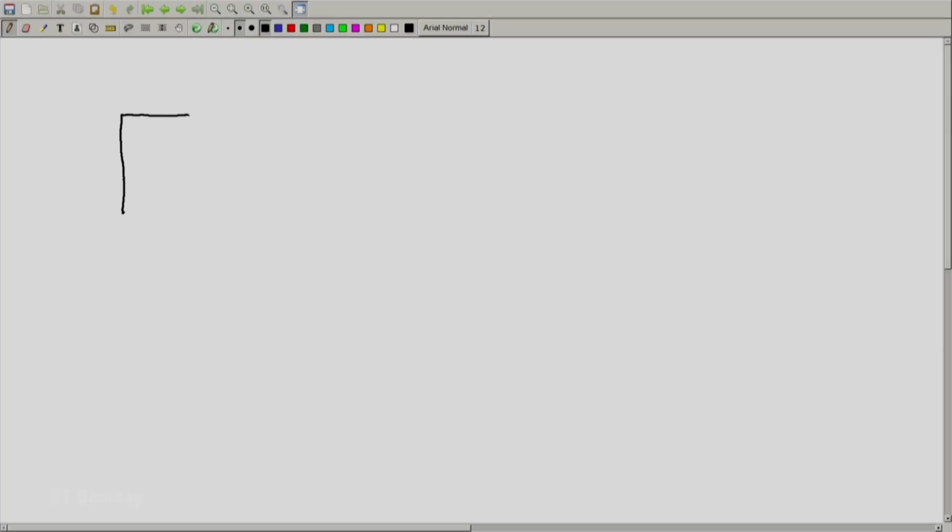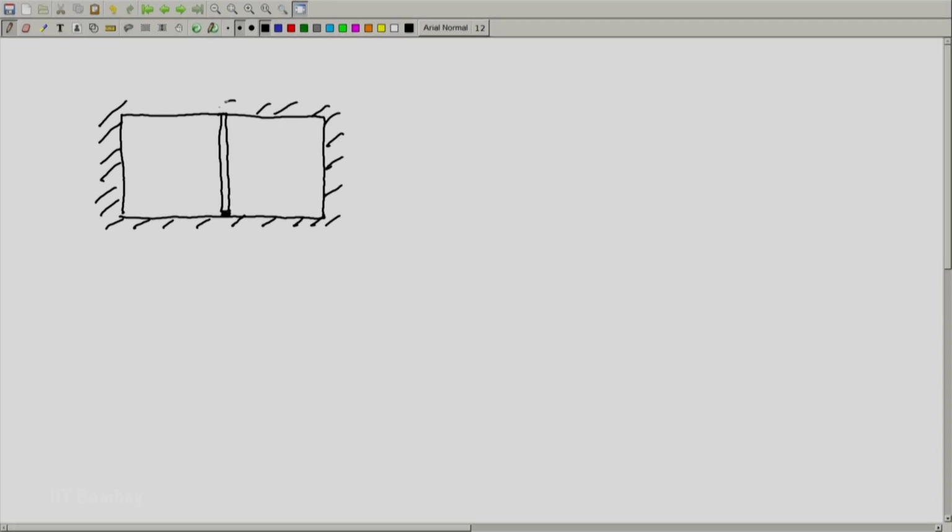Let us sketch our system. I will show the piston by means of a thin partition, leak proof and frictionless. The whole system is rigid and insulated. So the full system is rigid and insulated. This is side A, this is side B.